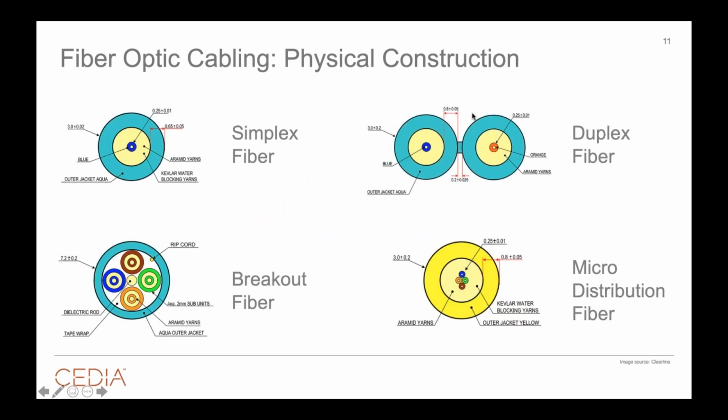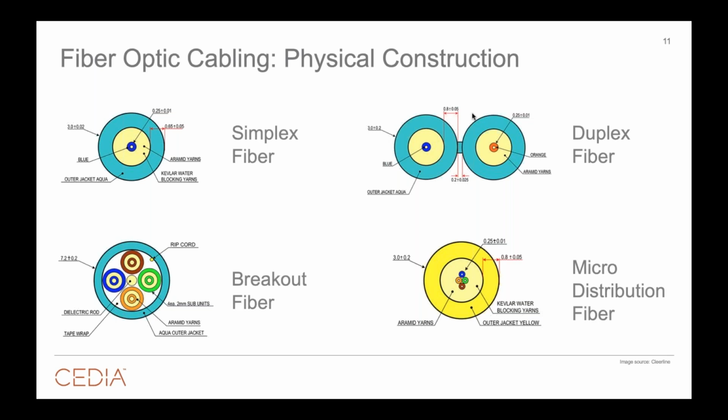Now, these cables are going to come in a couple of different formats. Simplex fiber, and by the way, we don't talk about fiber in terms of conductors, 1 conductor, 2 conductor, 12 conductors, or whatever it may be, because we're not conducting anything. We talk about fiber in terms of strand count, and simplex fiber is 1 strand, okay?